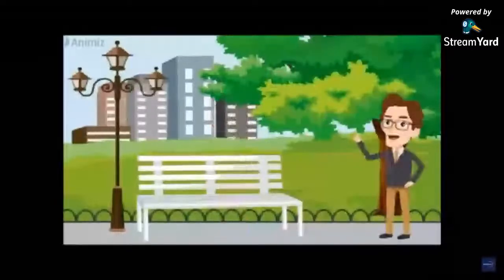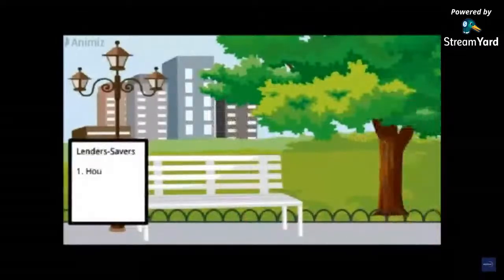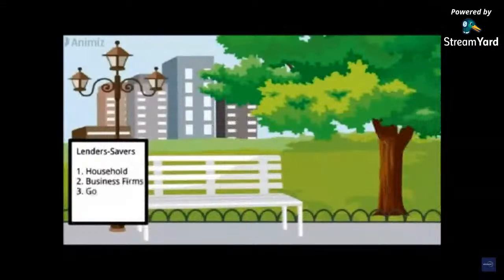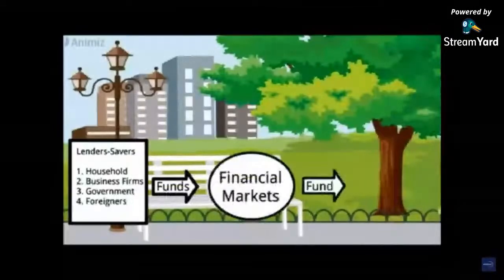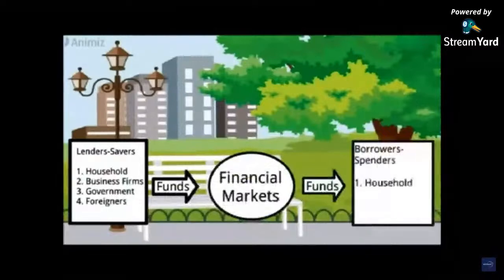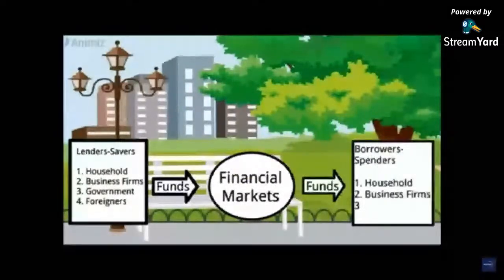This is a basic diagram of the financial system for resources. Lenders or savers, comprised of households, business firms, government and foreigners, can transfer the funds to the financial markets. Then the financial markets can lend their funds to the borrowers or spenders, like households, business firms, government, and foreigners also. This is what we call direct finance.